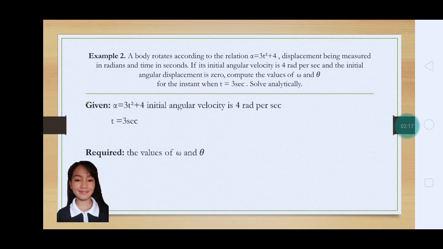The initial angular velocity is 4 rad per sec. The t is equal to 3 seconds. What we need to find now is the value of omega, or the angular velocity, and theta, or the angular distance.